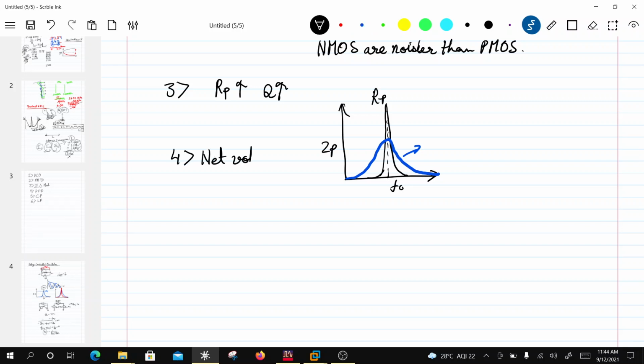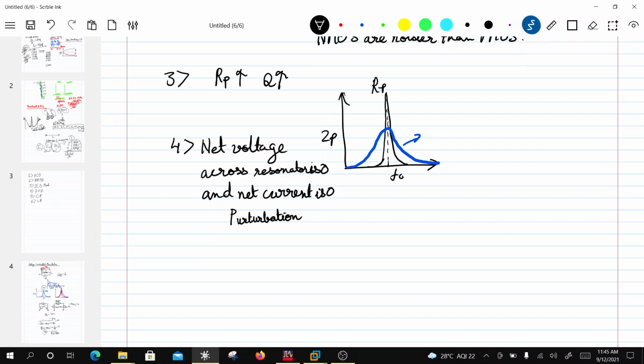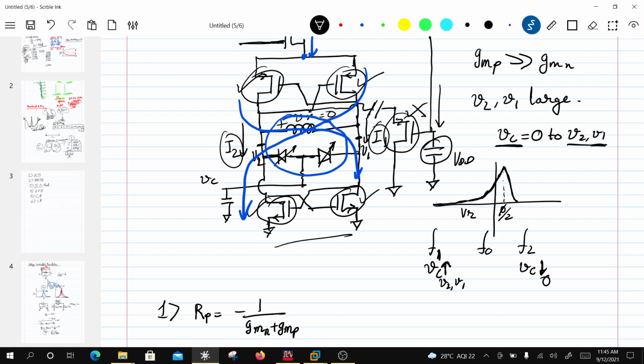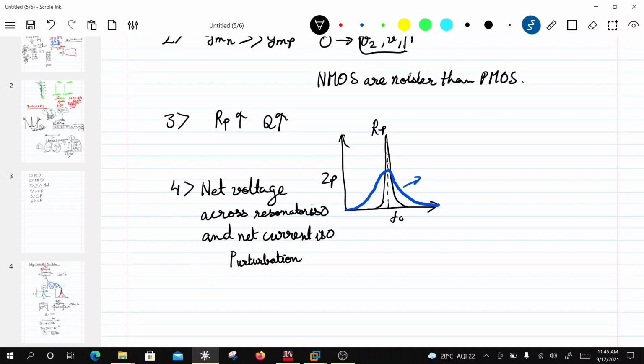When the net voltage across the resonator is 0 and the net current is 0, this circuit is more prone to perturbation. I don't know if my spelling is correct. So what I mean is, this circuit can be perturbed when the net voltage across the tank circuit is 0 and at the same time the current is also 0. Then there is an issue of perturbation across this tank circuit, and that perturbation has more range if this is less, this is more flat, versus when it is more peaky.